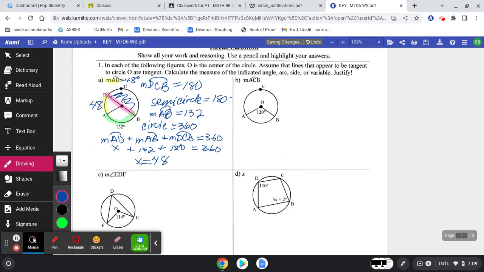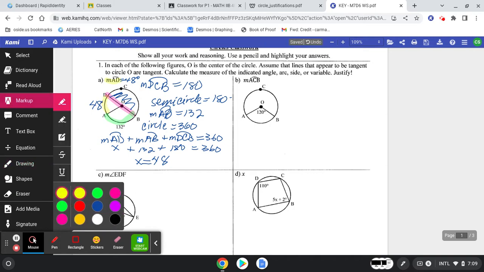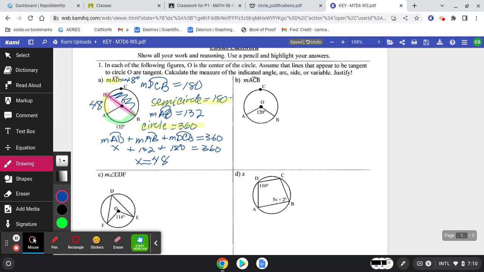Okay, so let's look at all these circle justifications we just used. We used semicircle equals 180. We used that circle equaled 360. And then there was a given arc as well. Okay, let's go look at the next one.